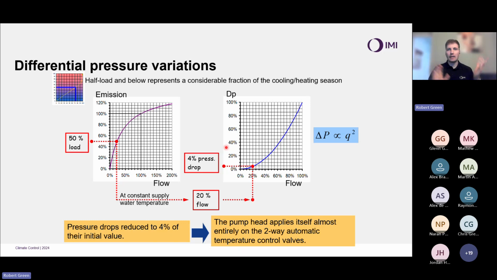And you could say, well, yeah, that's fine. Well, if we've only got 4% of the pressure drops, why don't we just turn the pump down? We have a variable speed pump. We can lower that pump speed and produce less pump head. So therefore, it's no longer an issue. We have our balance back.